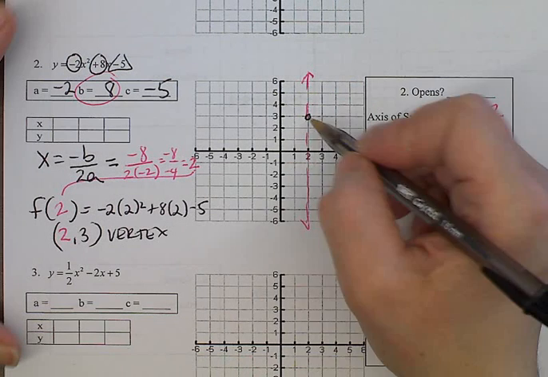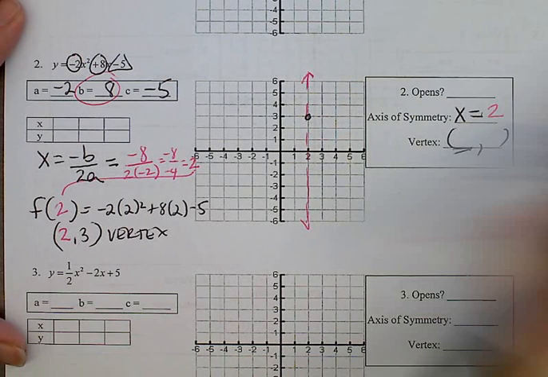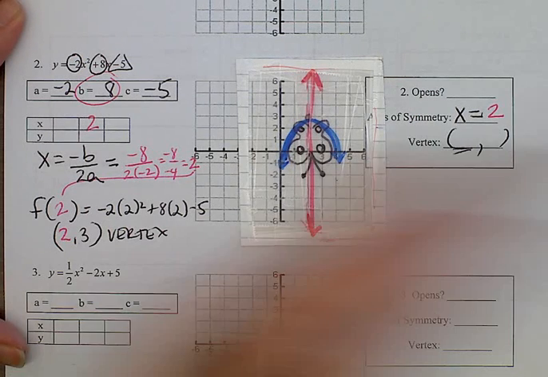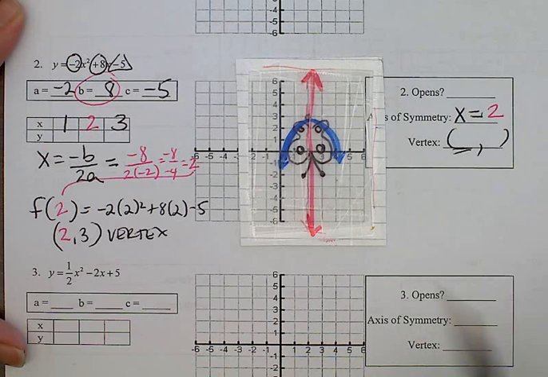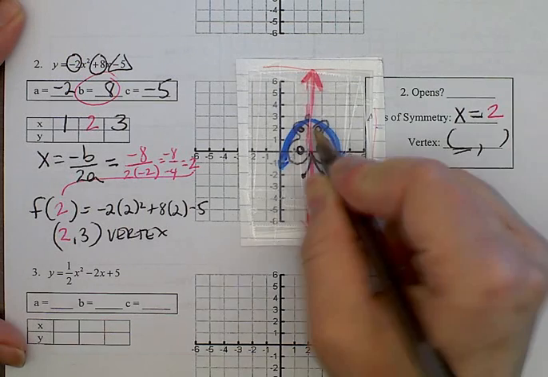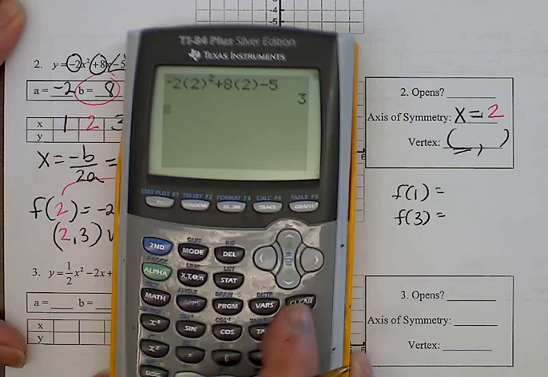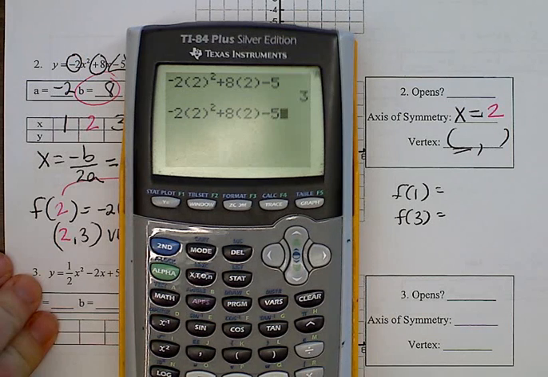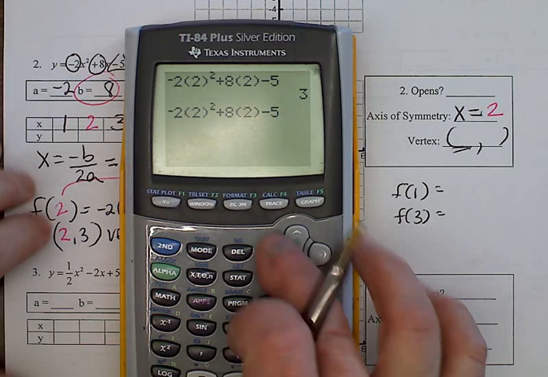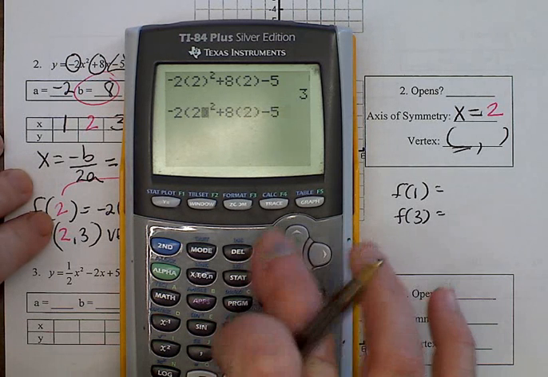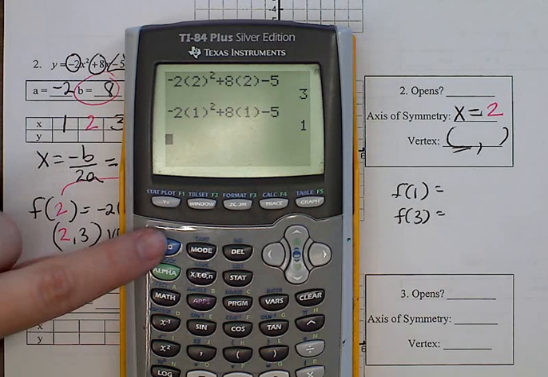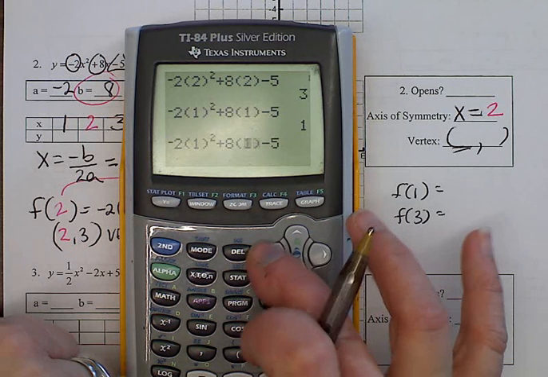We know it's going to open downward, but if we want to see how wide it's going to be, we might pick a value to the left of 2, which would be 1, and to the right of 2, which would be 3. I'm going to do f of 1 and f of 3 to see how wide these butterfly wings are going to be. A nice trick, I can go back into the expression that I just had by hitting second enter. And anywhere where I see the x, I can change it to a 1. And then again, second enter, and anywhere I see the x, I can change it to a 3.